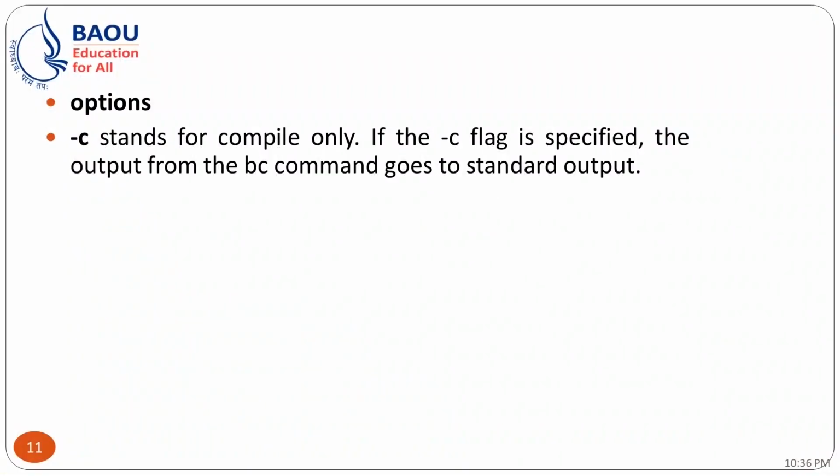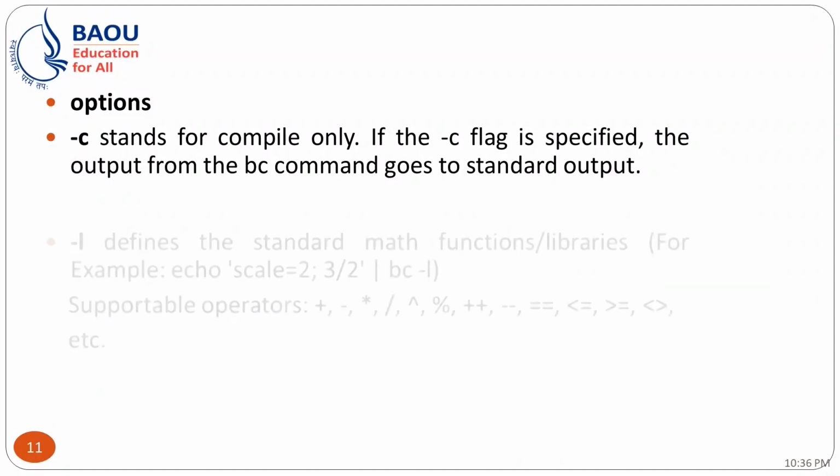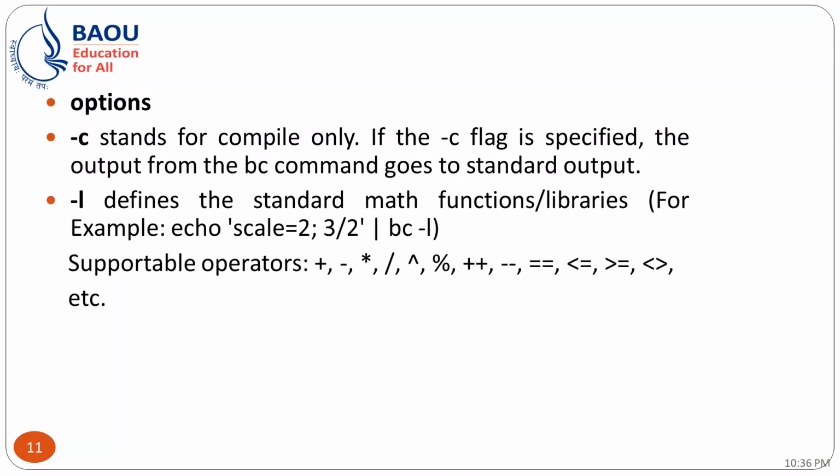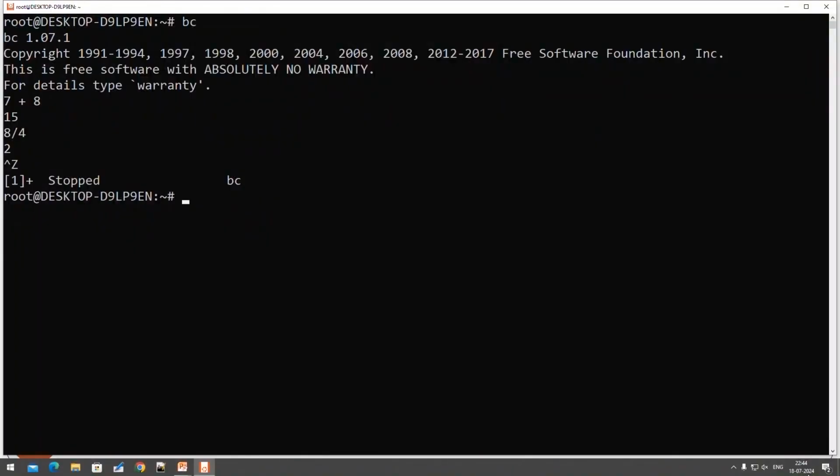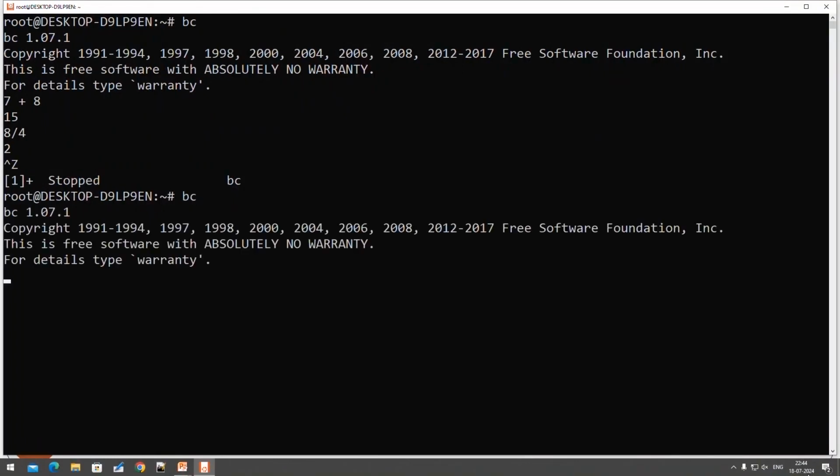Now we are moving on to some options. C is the compile only option. L is used for adding the mathematical functions library to your commands, right? So we are moving on with that. Again, I am executing the bc command. Now I would like to perform some division operation.